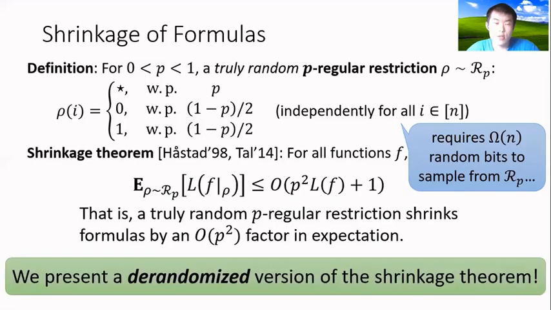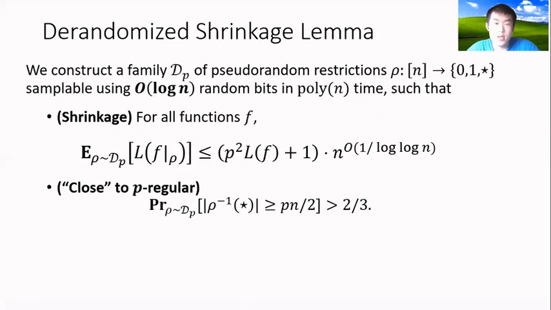Our main technical contribution is a de-randomized version of this shrinkage theorem. We construct a pseudo-random restriction generator which can sample a restriction using only log n random bits in polynomial time, and the shrinkage property is almost preserved. It can shrink a formula by roughly a p-squared factor with only a small loss in the formula size, and is close to p-regular. With constant probability, at least p/2 fraction of the n input bits are unrestricted. This is slightly weaker than being exactly p-regular, but it's sufficient for our applications.